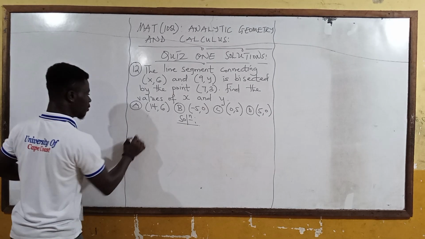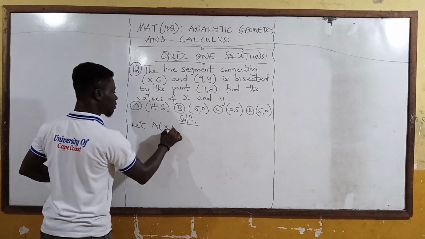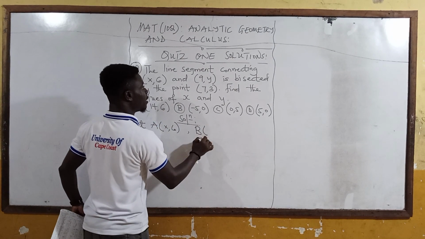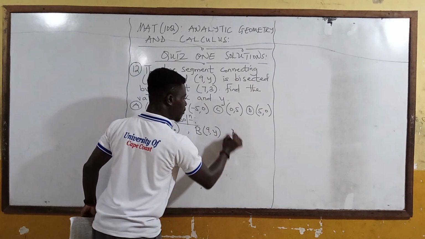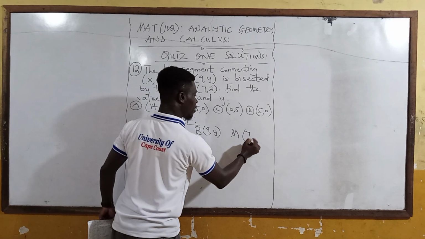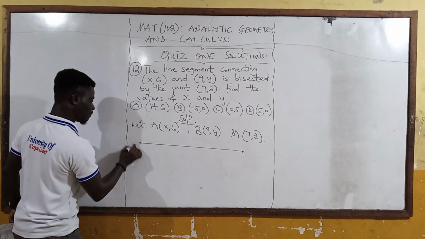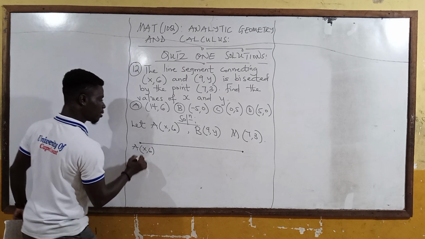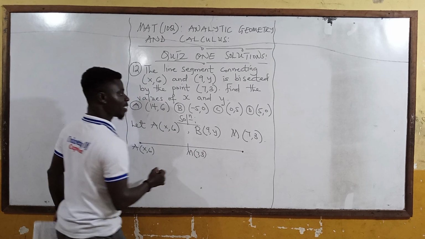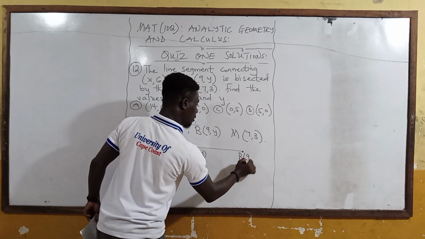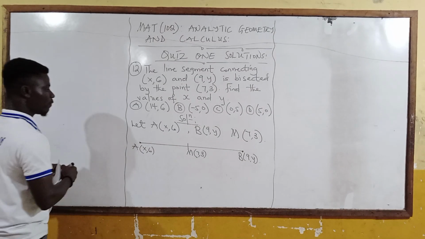So now you can say that let point A be (x, 6), point B be (9, y). Then you can see that it is bisected by the point, so the midpoint should be (7, 3). So I have the line segment with A at (x, 6), then let's say the midpoint is somewhere here, (7, 3). It's not drawn to scale. Then point B, (9, y). Now, what's the formula for calculating the midpoint of a line segment?